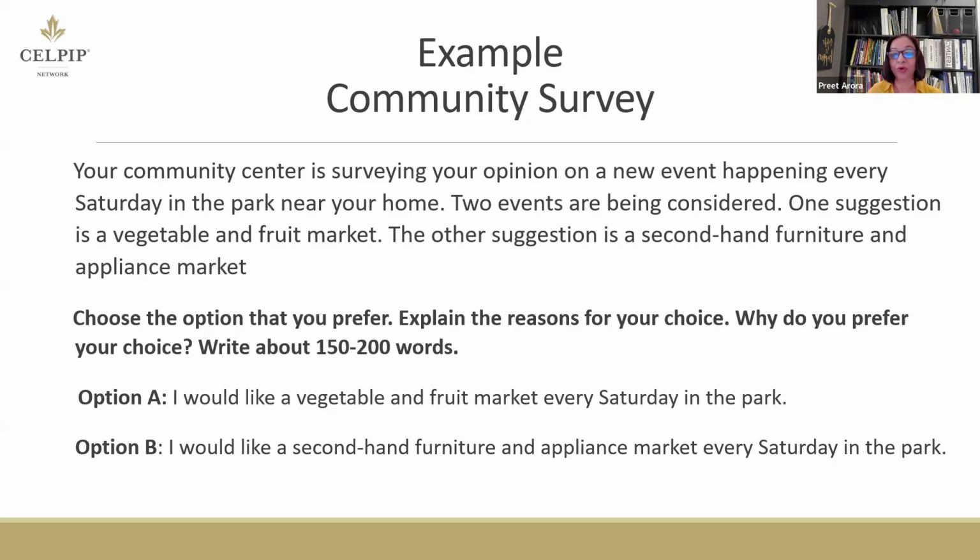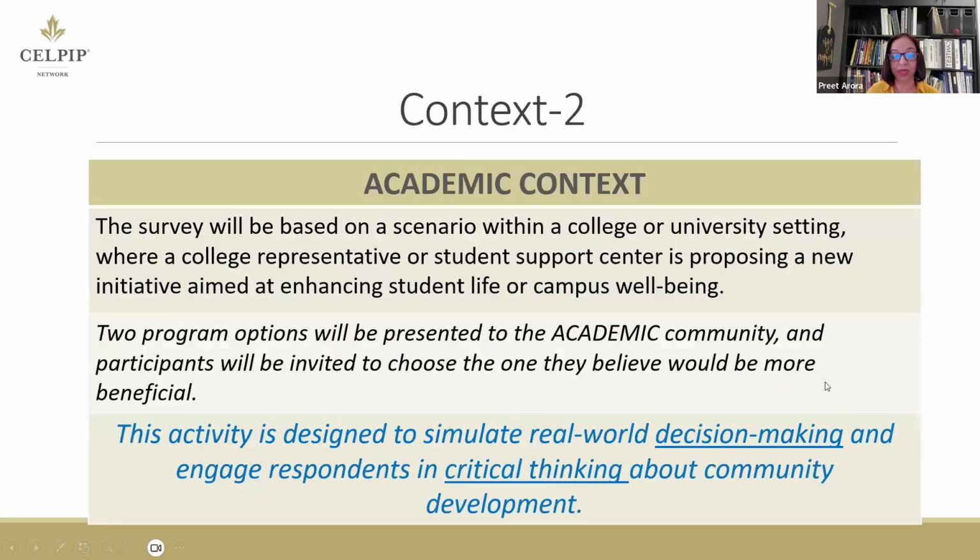Now, let's go to community center. Community survey is done. Let's now look at the example for our academic context, that means school or college or university context. So context 2 is our academic context.